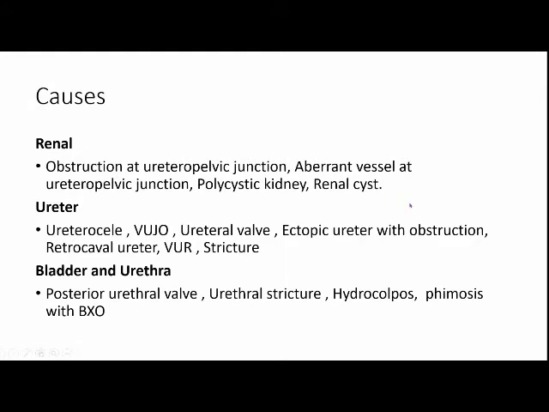So for the ureter, what are the common causes of obstruction? Ureterocele, vesicoureteric junction obstruction, ureteral valve, ectopic ureter with obstruction, retrocaval ureter, vesicoureteric reflux, and stricture. When we come to the bladder and urethra, the posterior urethral valve is the most common, followed by congenital urethral stricture, hydrocolpos, and phimosis.